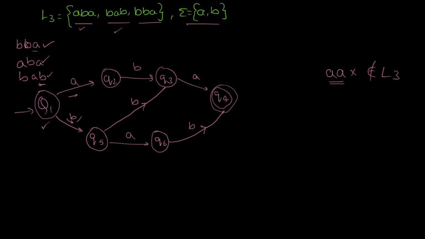So if we see an A from Q2, we go to the dead state. We need to reject that. QD is our dead state, let's say. Now Q2 has a transition over A and a transition over B. So Q2 is complete. Now come to Q3. Q3 has a transition over A, but it doesn't have a transition over B. So how did we reach Q3?